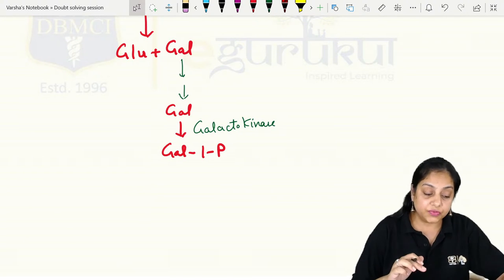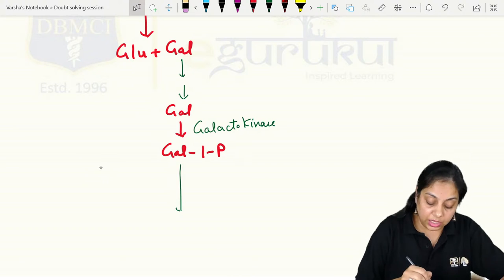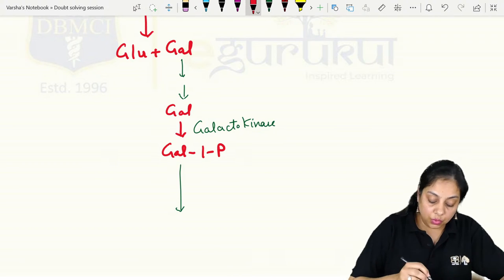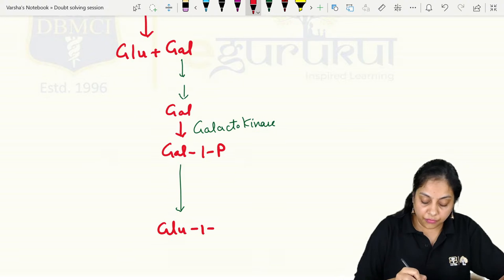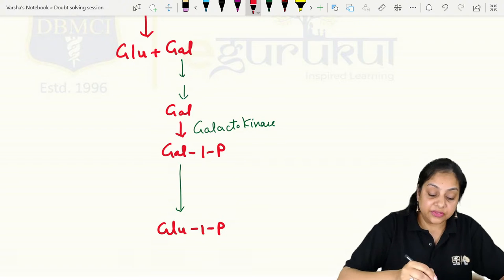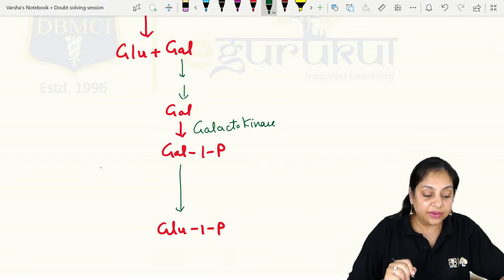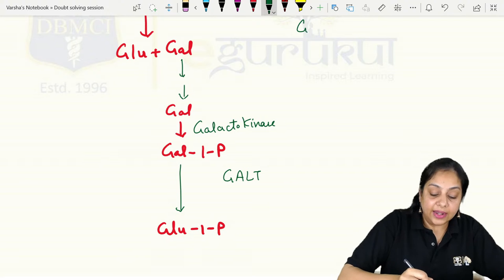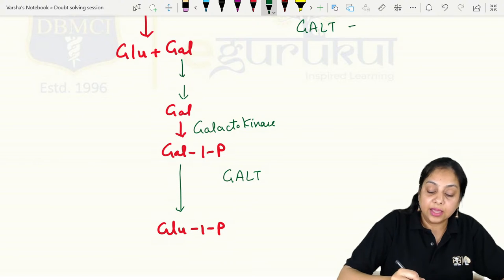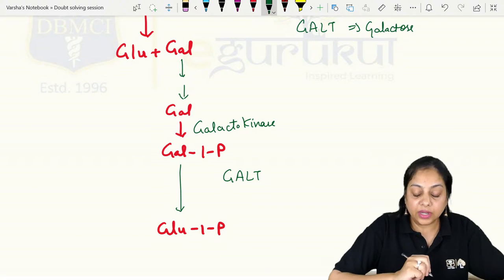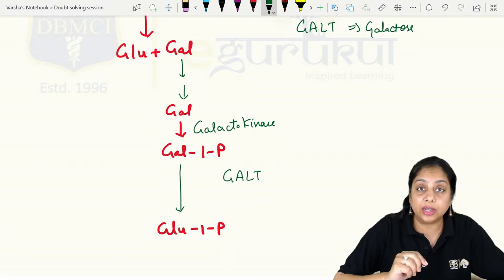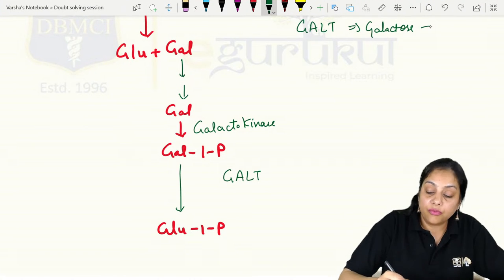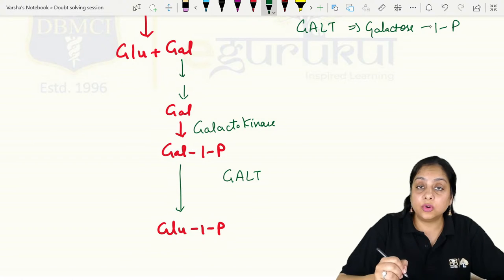Now this galactose-1-phosphate will be converted into glucose-1-phosphate. There is a very specific enzyme for that, and we call it the GALT enzyme. GALT stands for what? Can anybody type the full form of GALT? Very important. Galactose-1-phosphate, the name of the substrate.